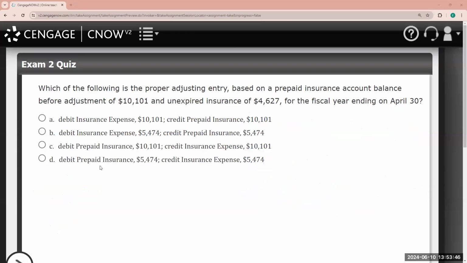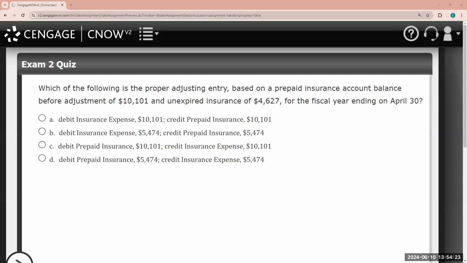This brings us to our next question. So here it states, which of the following is the proper adjusting entry based on a prepaid insurance account balance before adjustment of $10,101 and unexpired insurance of $4,627? So as we go through this, in order for us to determine what the insurance expense would be, it would essentially be our prepaid insurance account balance before the adjustment minus the unexpired insurance.